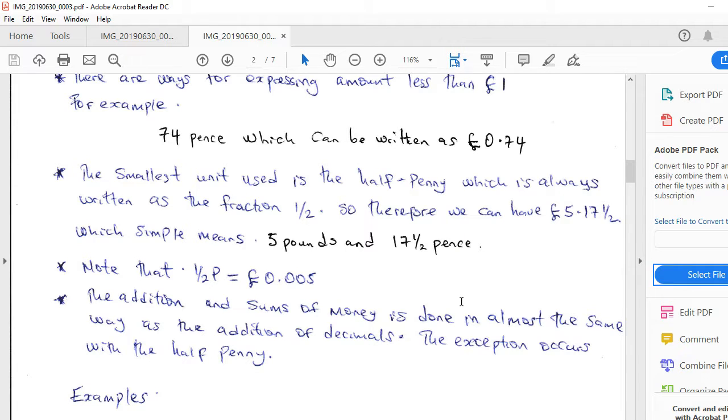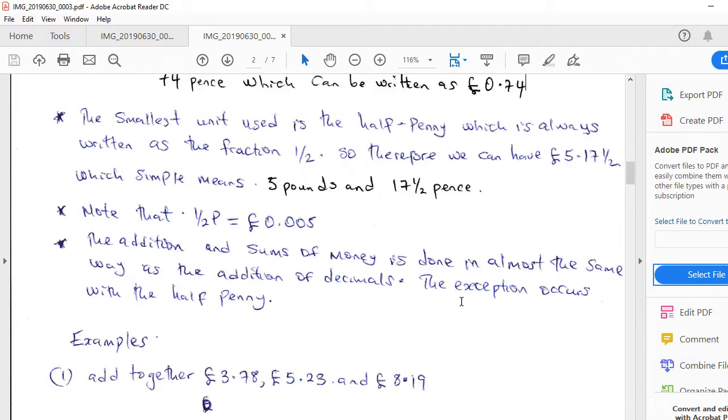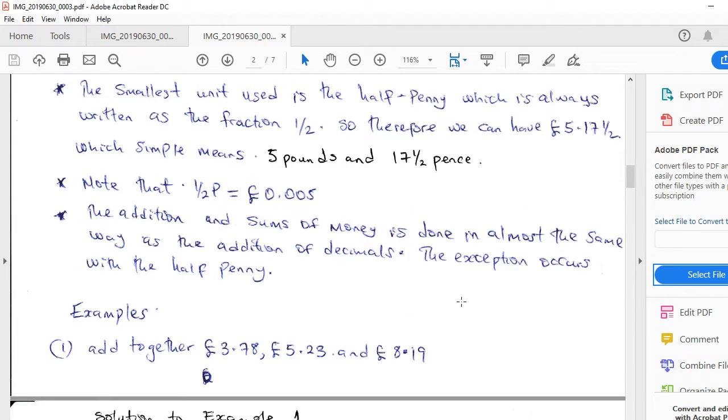The addition and subtraction of money is done in almost the same way as the addition of decimals. The exception occurs with only the half penny. So what we're basically saying is the addition and sums of money are just done like the basic way of addition. So let's get to examples so that we understand what we've been saying so far.